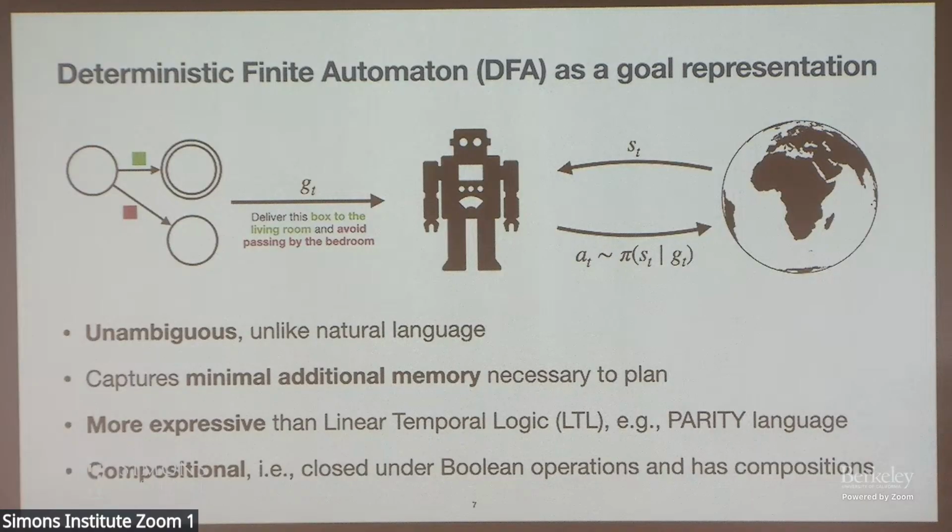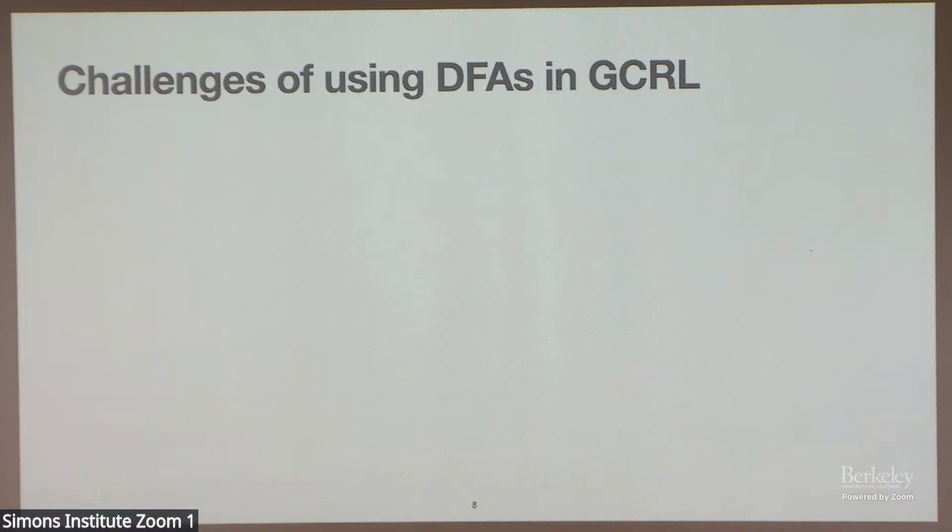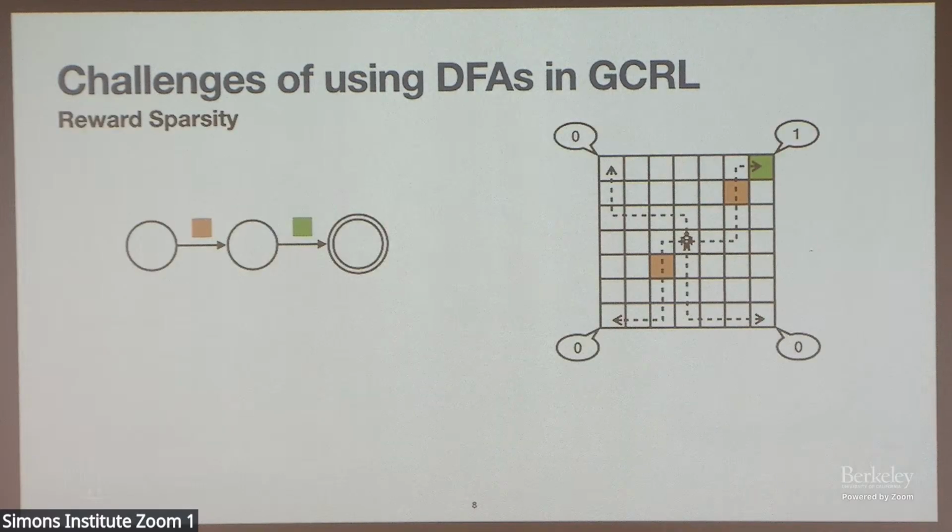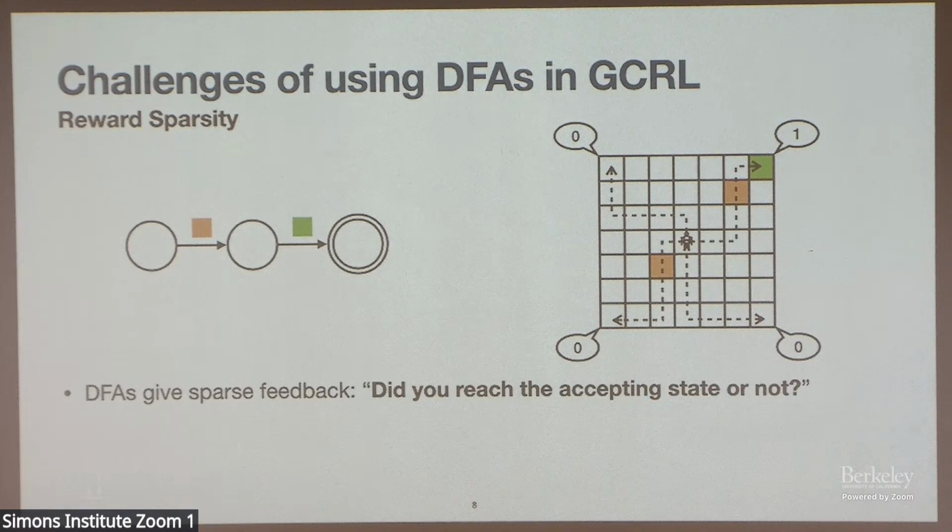So this sounds good, but of course, there are some challenges involved on this path. First and foremost is reward sparsity. I think anyone who has worked on LTL and reinforcement learning knows that this is a problem. The reason is DFAs give sparse feedback. They just say, did you reach the accepting state or not? So most traces get 0 reward. Most traces don't get any positive or negative reward.